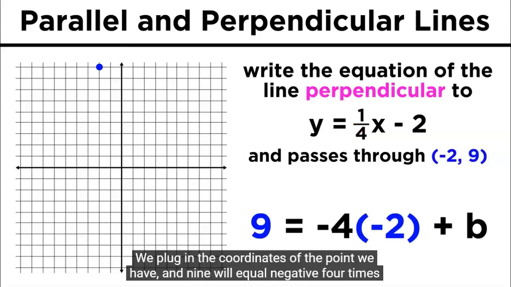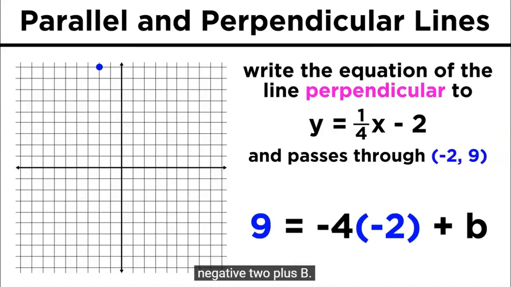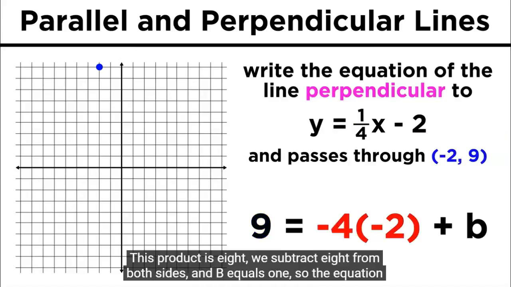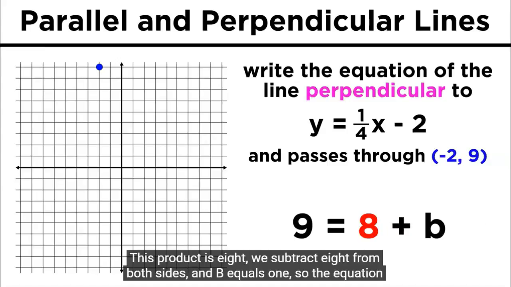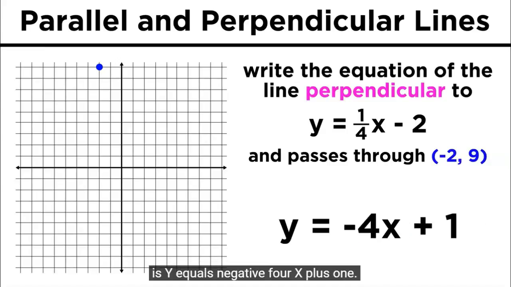We plug in the coordinates of the point we have, and 9 will equal -4 times -2 plus b. This product is 8. We subtract 8 from both sides, and b equals 1. So the equation is y equals -4x plus 1.